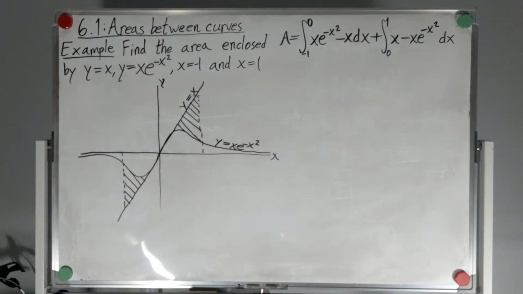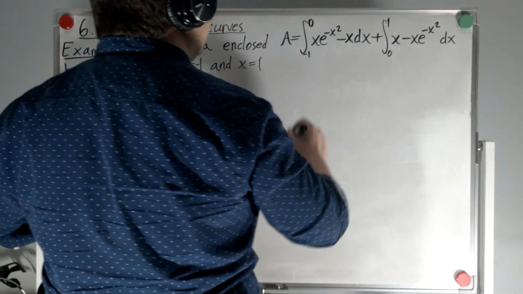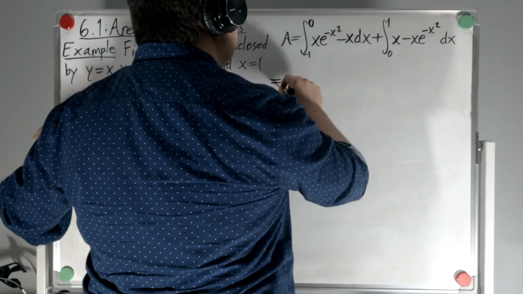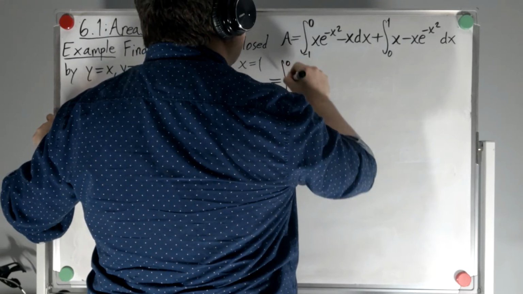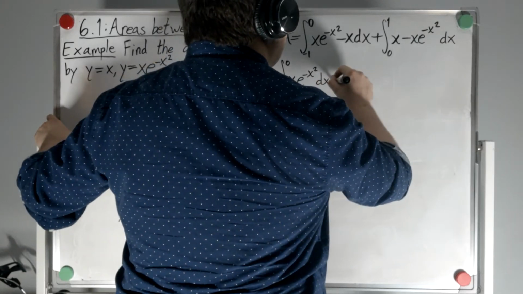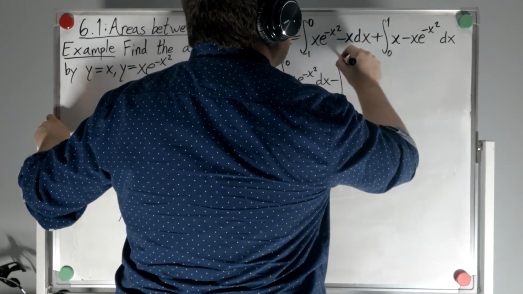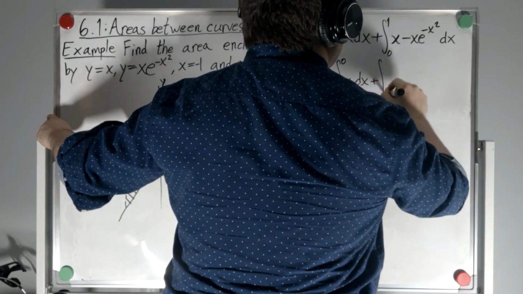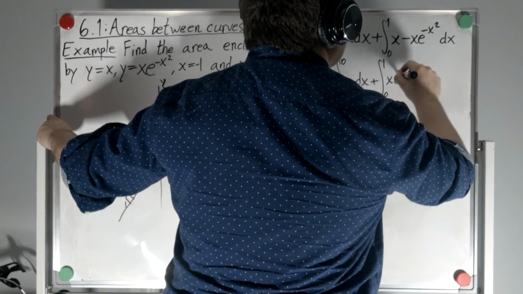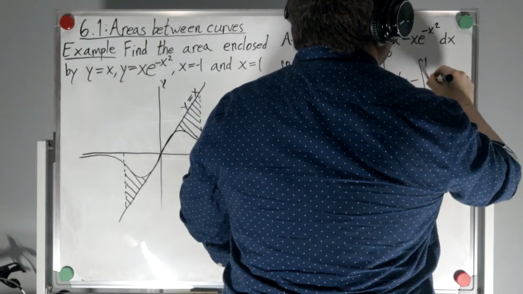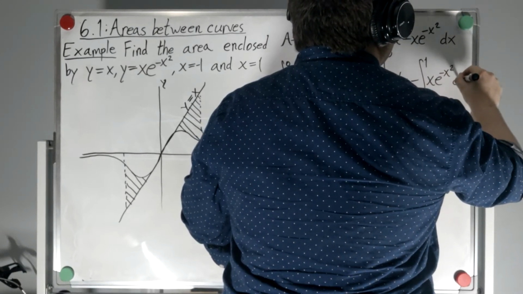So this particular pair of integrals would be most easily handled by just splitting them into 4 integrals. So integral from -1 to 0, x e to the negative x squared, minus integral from -1 to 0, x, plus integral from 0 to 1, x, minus integral from 0 to 1, x e to the negative x squared.